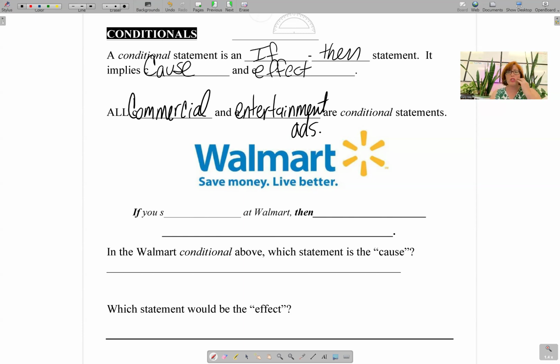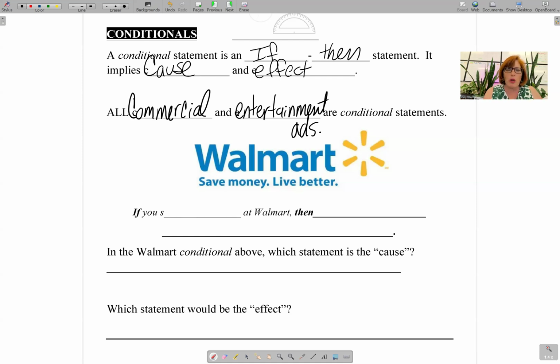Entertainment ads or trailers, because what they're communicating is if you buy this product, if you go to this movie, then something good happens. You buy this product and you're healthier, you drive faster, you drive safer, you cook a great meal. If you go to this movie, you will find yourself laughing or crying. So all entertainment ads and commercials, whether it's on media or written in a magazine, communicate a cause and effect.